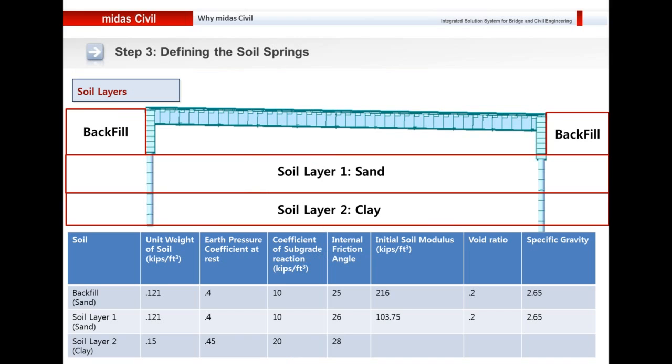So now let us define the soil supports. To define the soil support, these are the 2 layers of soil that I would like to model in the bridge that we have. So first of all, we will model 2 layers of soil. The one is sand, one is clay, and to model the soil supports for the abutment, we will use the backfill properties. And these properties I have already provided to you in the tutorial, and I'm also going to demonstrate to you how you can apply the soil supports right now.